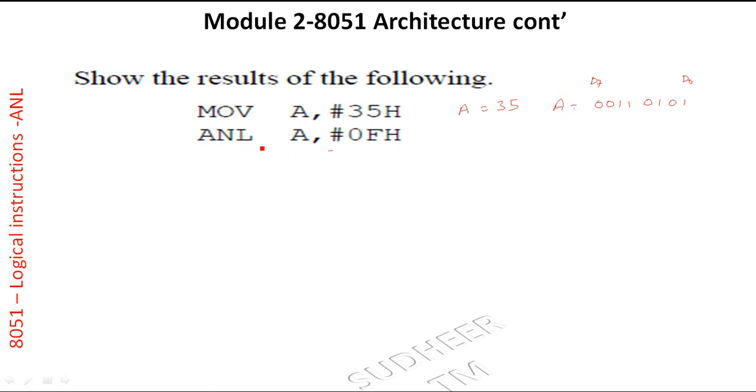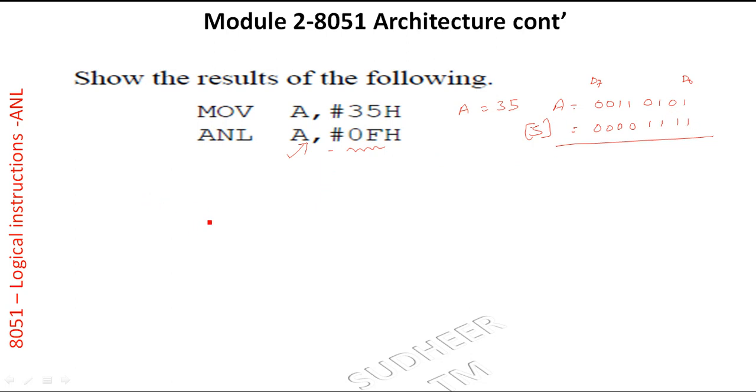Now the command is ANL A, #0FH. So the destination is given as the accumulator and the source is given as immediate 0F. Let us write the content of the source as 0F. 0 means 0000, and F means 1111. So while executing this instruction ANL A, #0FH, the operation is performed bit by bit.